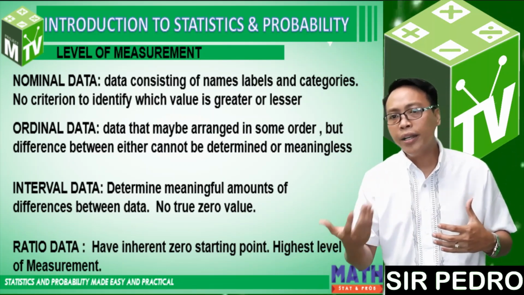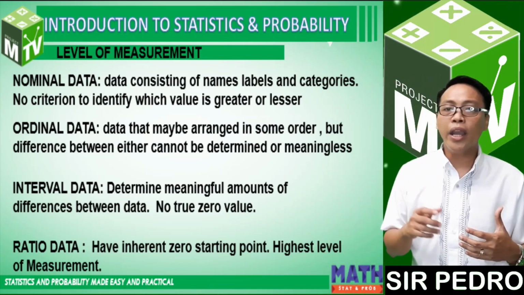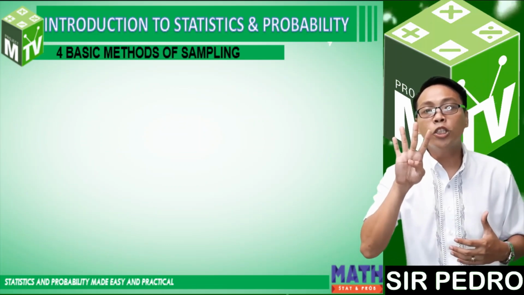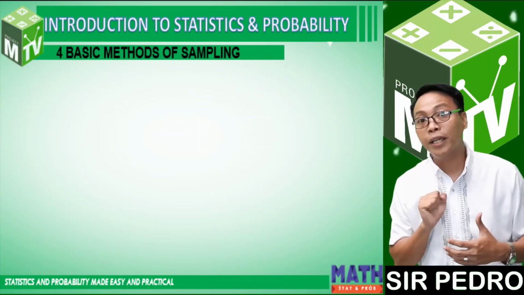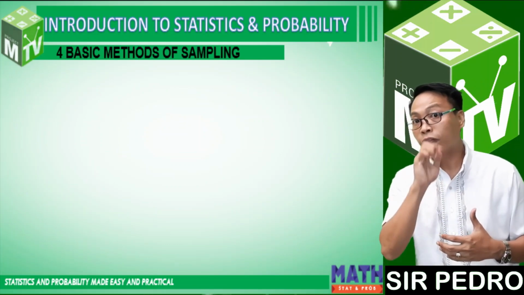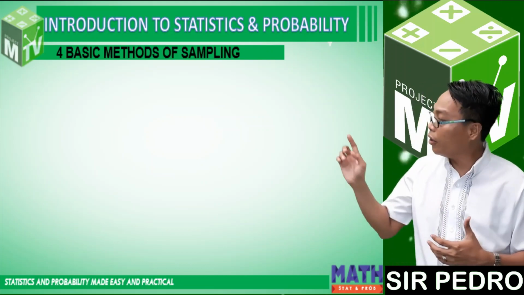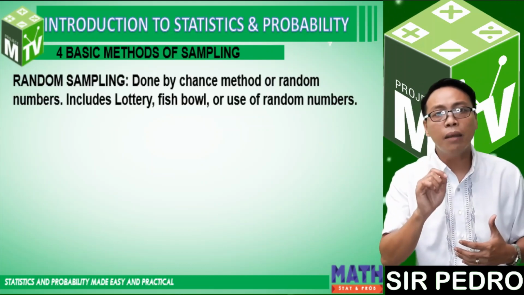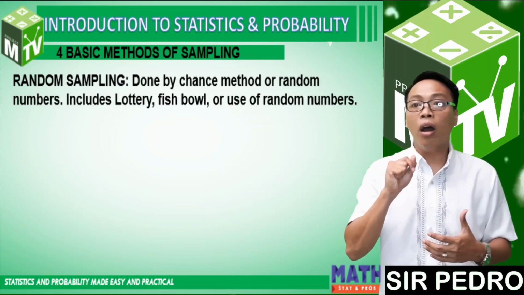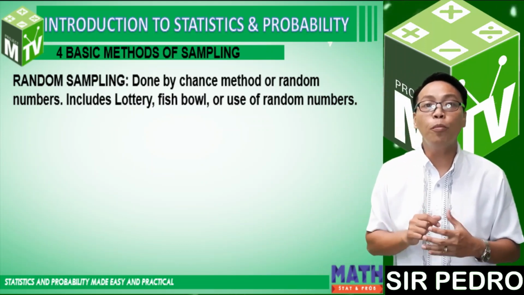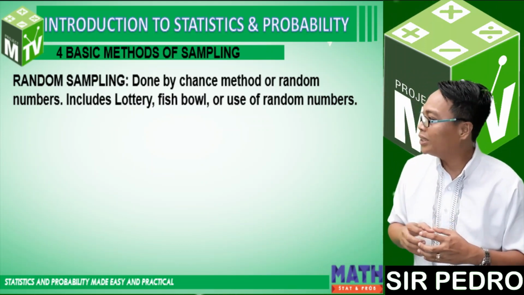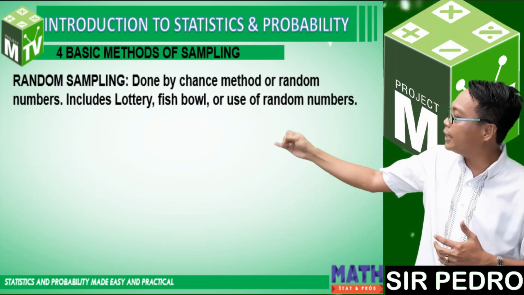Okay, let's move on. We also have the 4 methods of sampling. This is our last part in our lesson outline. 4 methods of sampling are the random sampling. Random sampling is done by chance method or random numbers. So it's done by chance. An example for that is lottery method.